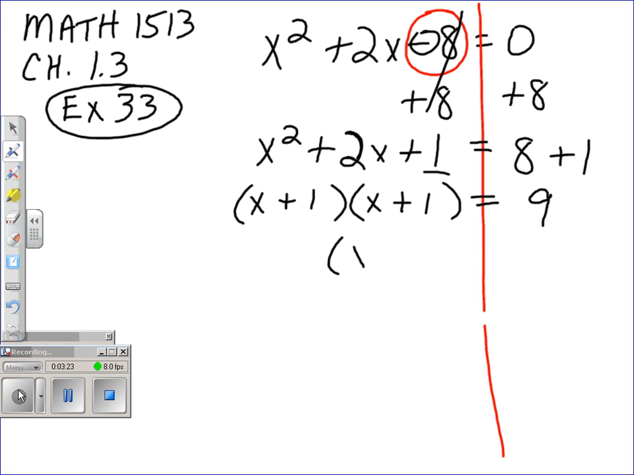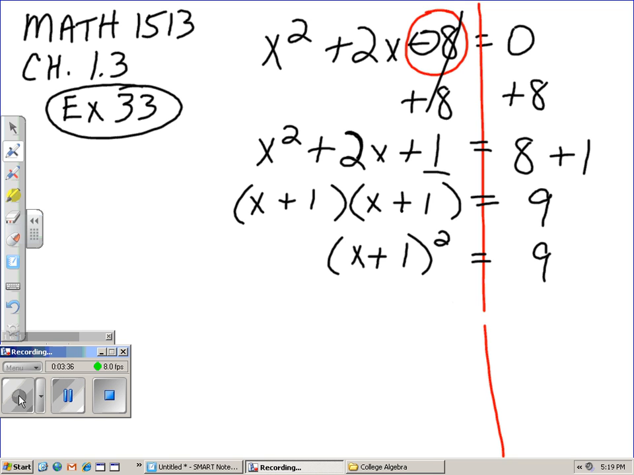Remember, I can write this in a shorter way by saying x plus 1 squared, since it's times itself, equals 9. That's the whole reason we did it. That's the whole reason they call it completing the square, is so that you end up with something squared. And now you guys know the rest. It's just the square root property now, square root procedure.